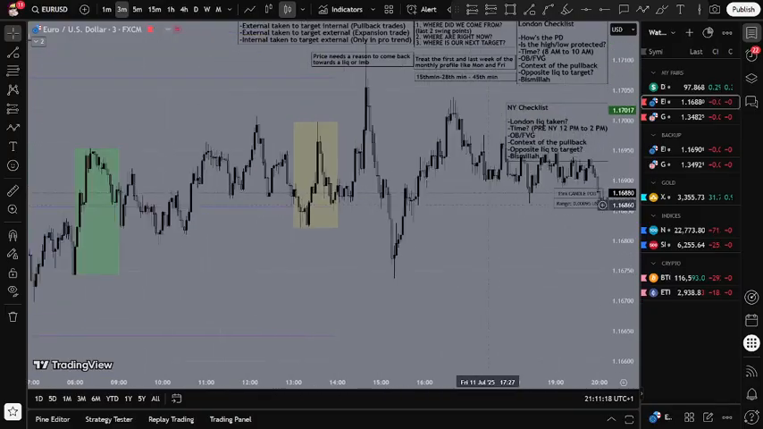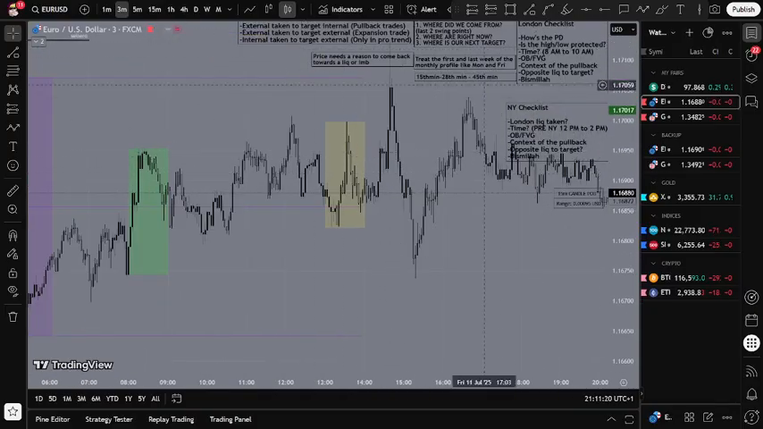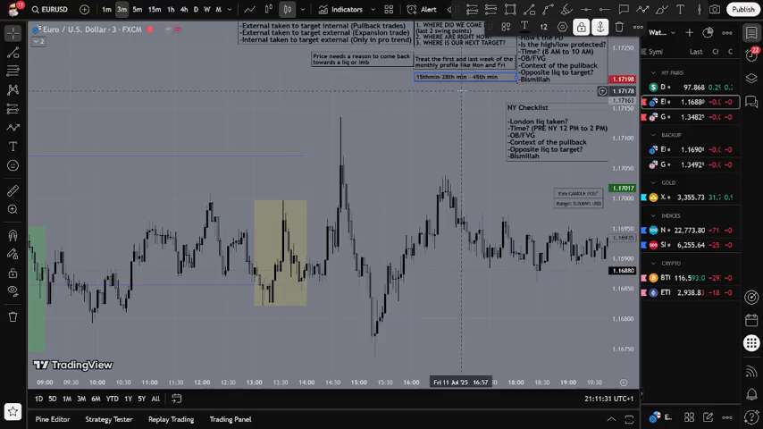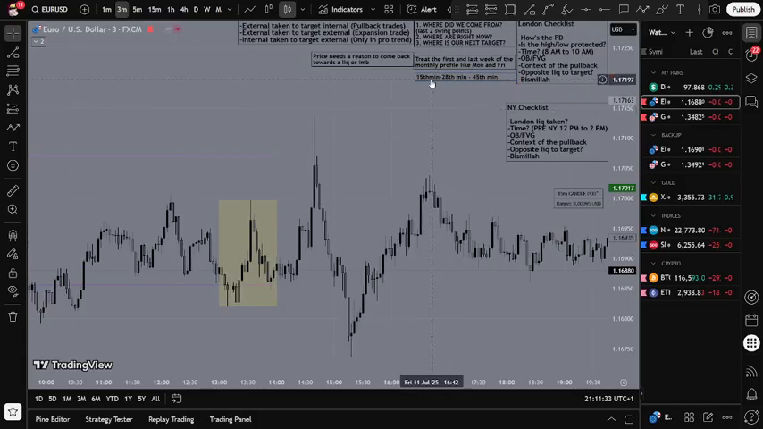But that's about it. That's everything on my checklist. Actually, wait, this is missing. So the 50 ticks between the 15th to the 45th minute is where you're gonna get your high probability entry model. So keep time in mind.